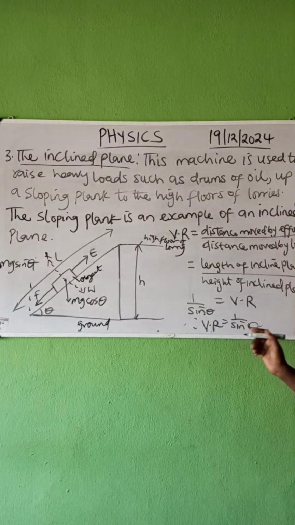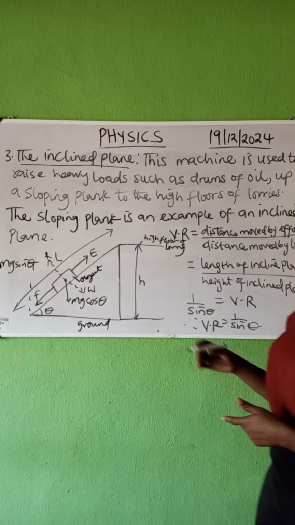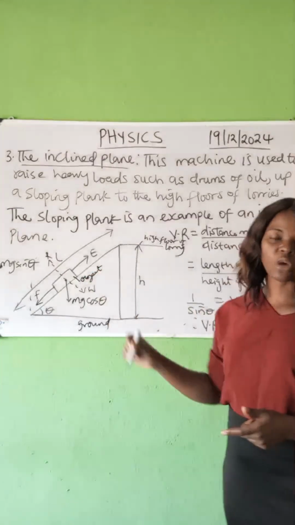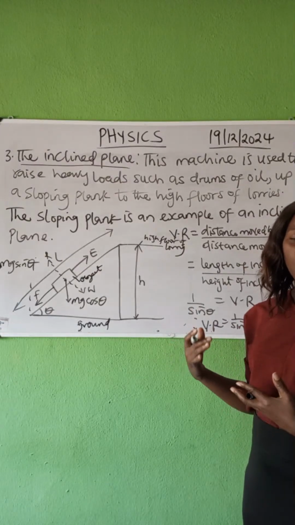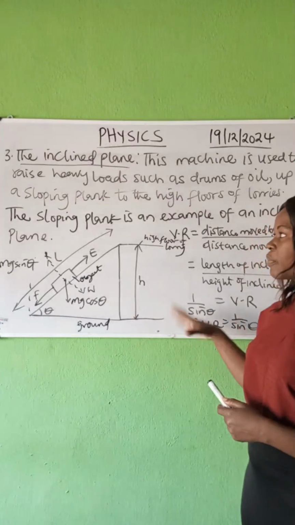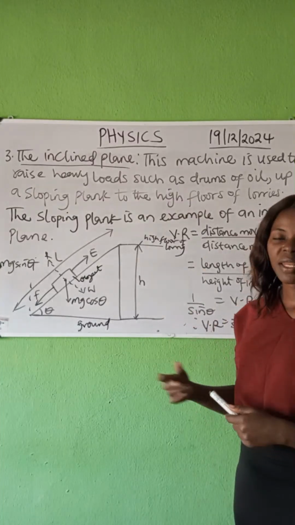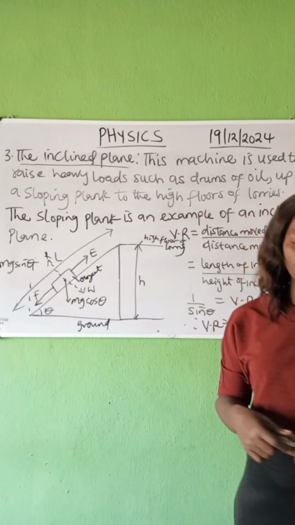But if you are not given that, you can use the length of the inclined plane and the height of the inclined plane to get your velocity ratio. Or you can be asked to find the force acting on this object on the inclined plane, which is the force pulling it up. Is that okay? So we're going to look at a few examples under this inclined plane so that you can understand how we can approach questions using the inclined plane. All right, put it down.